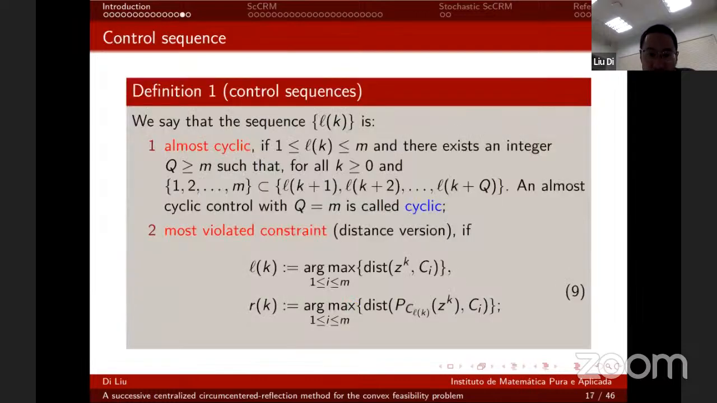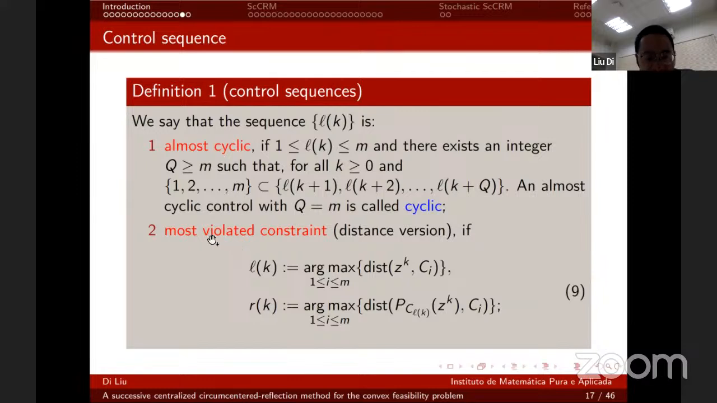Here we will introduce three kinds of very popular control sequences. The first is almost cyclic, which is a generalization of the cyclic one. If the positive integer Q equals the number of sets M, it is just the cyclic order 1, 2, 3, up to M, then 1 again. It's a very classic one.